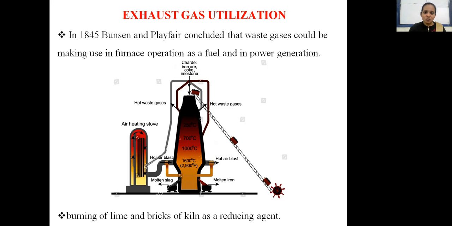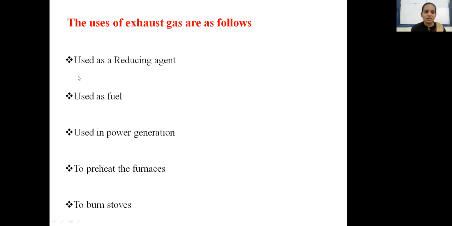Let's see what the utilization of exhaust gases is. In this picture you can see the exhaust gases coming out from the blast furnace, collected and cleaned in the gas cleaning system, then sent to the gas holders. 25% of the gas is utilized for stove burning, and 75% of the gas is sent into the gas holders. The uses of exhaust gases are as follows.